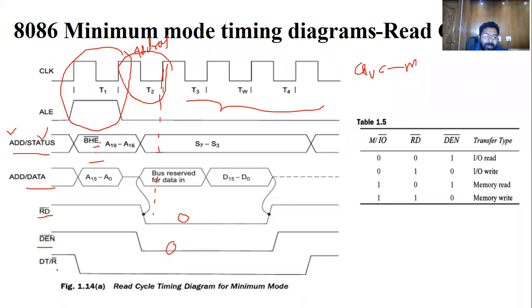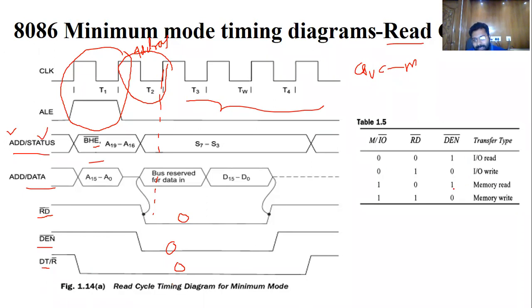Okay, what is DT/R bar? You know that it means data transmit and data receive. You receive the data by performing the read operation, so that's why it is zero. If DT/R bar is one, it is data transmit, nothing but the write operation. If it is zero, you can receive the data.